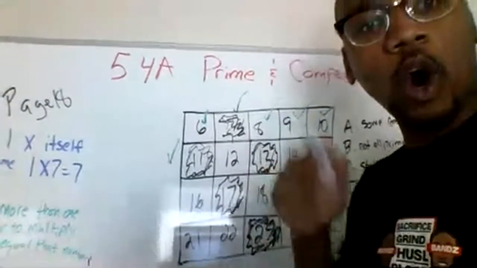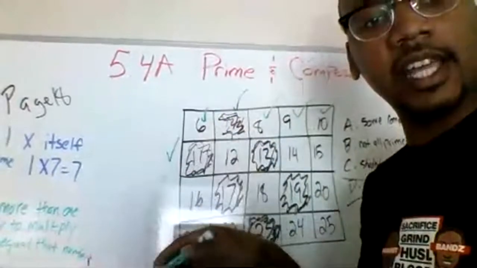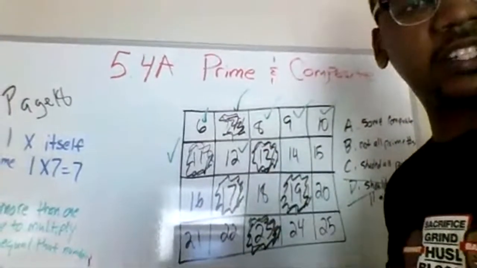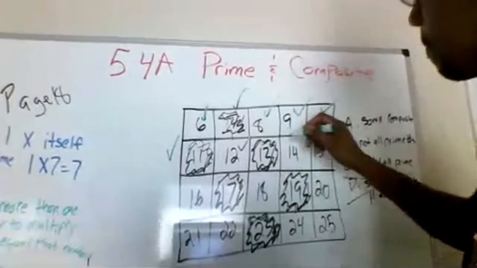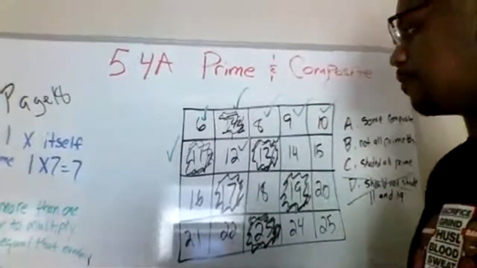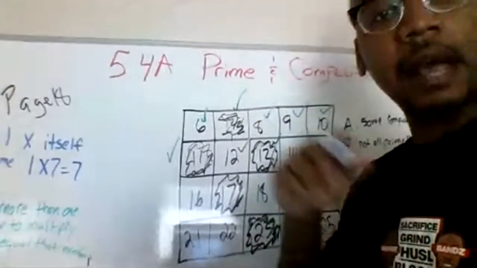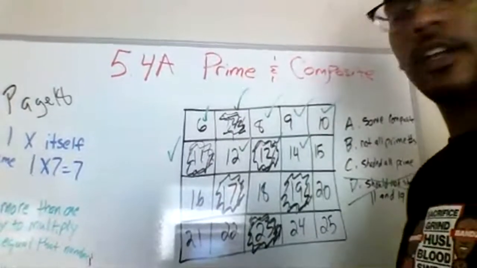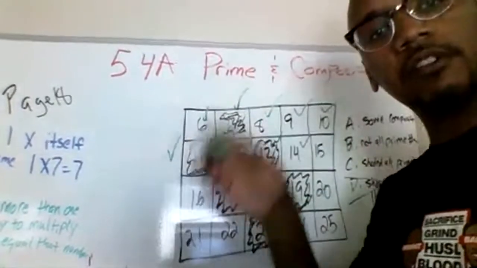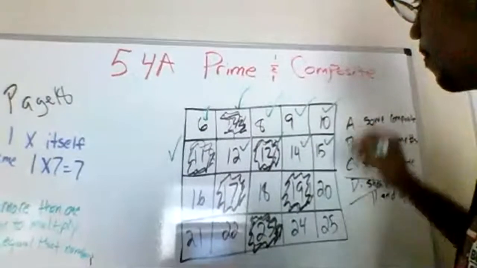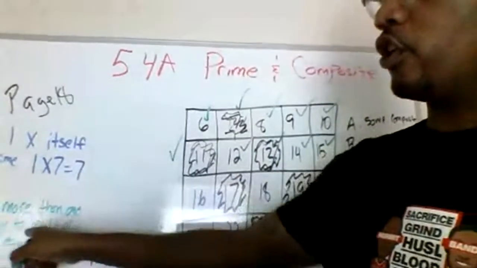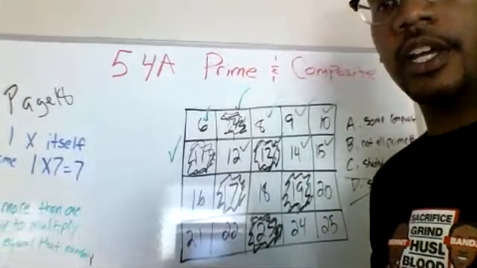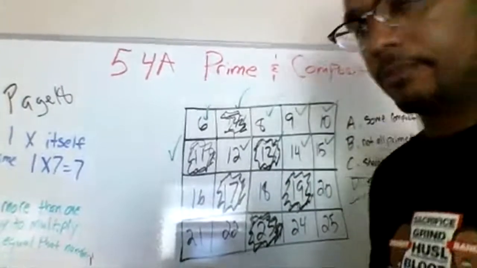Now, 12. 1 times 12, 2 times 6, 3 times 4. Good, it's composite. 13 is only 1 times 13. Good, it should be shaded. 14. 1 times 14, 2 times 7. Good. 15. 1 times 15, 3 times 5. Good. Remember, if there's more than one way to multiply to equal that number, it's composite and it shouldn't be shaded. She should have only shaded prime.